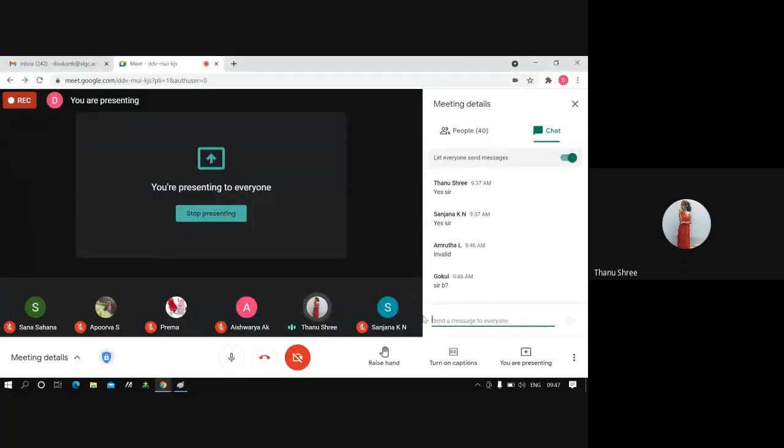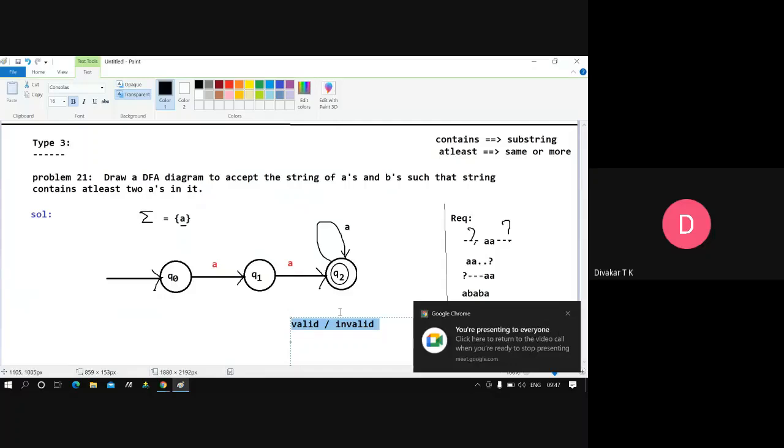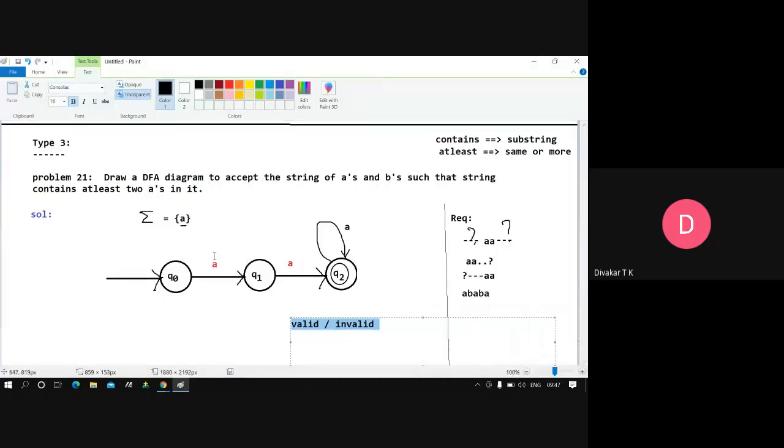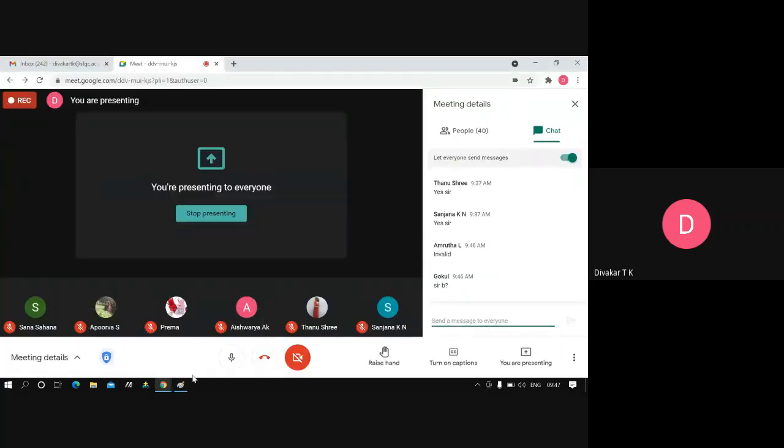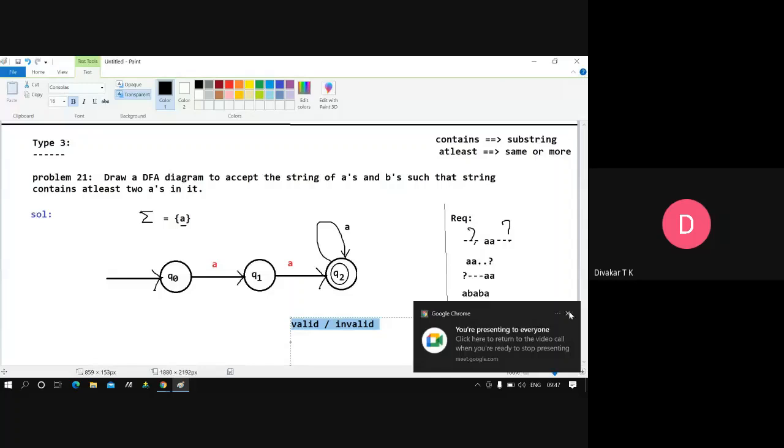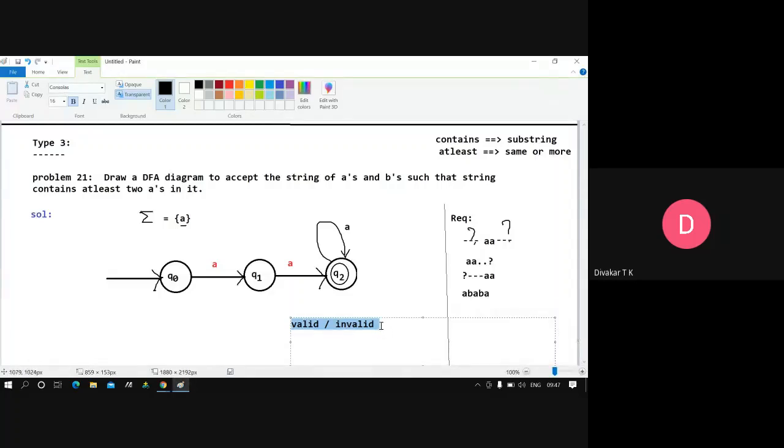Sir, it should contain B also. Only A is there and it is not passing B. Not passing B, because my requirement is only A, right? At least two A's, it is there, right? But each state should pass every symbol in a DFA. Every symbol. Any other answer? It's okay, I will tell you a valid answer. How are you telling it's invalid? Great. What she said is the right answer. So it is an invalid diagram.